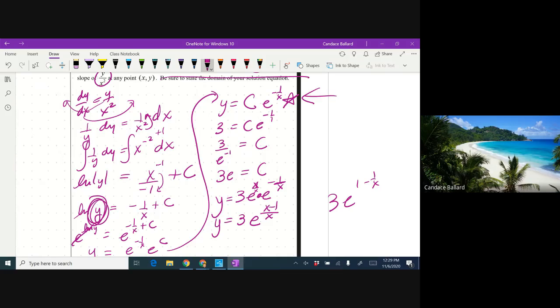It's just when you isolate the y, right? Yes. So that's always after you get the C, that's always where you go back to. So I usually go up one line from where I put in my initial condition. Okay.